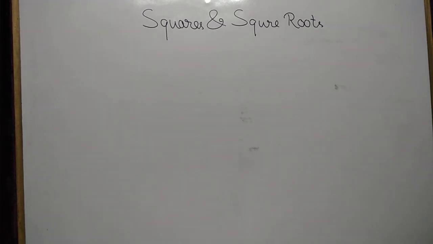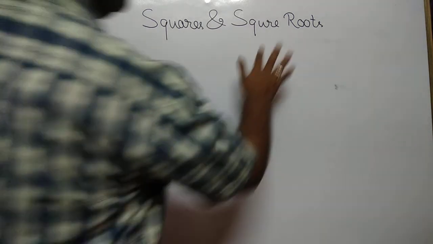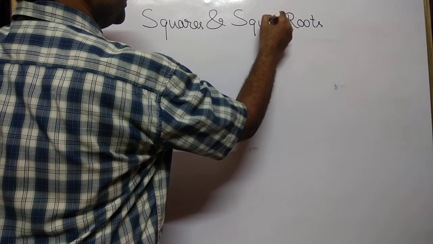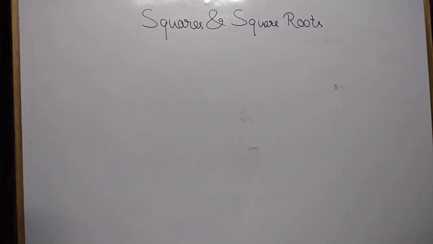Hello students, as you are observing, today in this video we are going to discuss squares and square root. By mistake I have written a wrong spelling over here. It's square root. Clear? So I hope you will pay attention to clear the concept of squares and square roots.